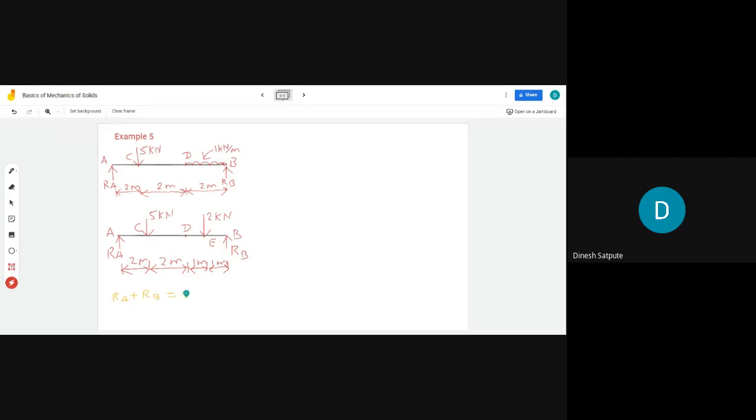First equation will be summation of forces going up is equal to summation of forces going down. So 5 plus 2 is equal to 7. This is your equation number 1.